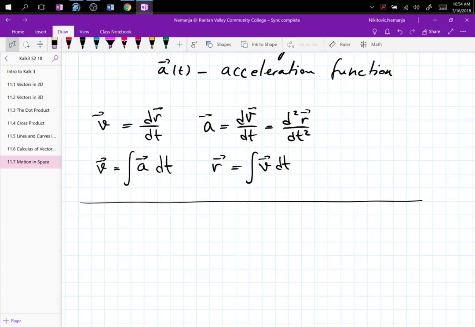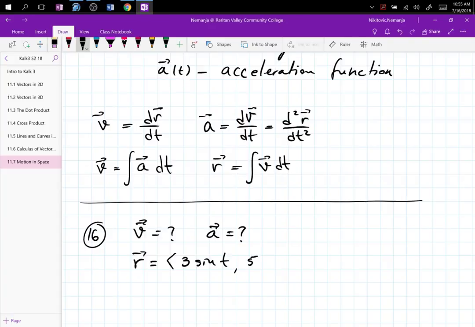Let's take a look at the slinky. Remember the slinky? It was a slinky that was connected into a donut. So this is problem 16. They're looking for the velocity, they're looking for the acceleration, and they're giving us r as 3 sine t, 5 cosine t, so this is an elliptical slinky, and 4 sine t, from 0 to 2 pi.